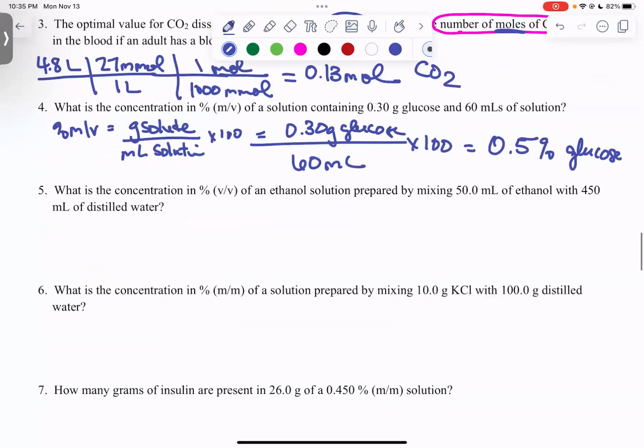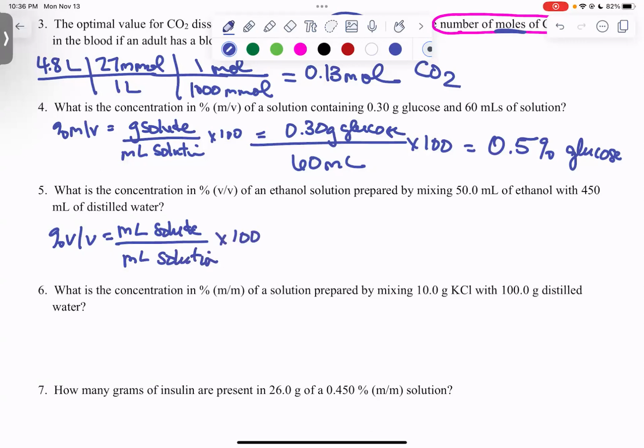The next one is a percent volume by volume. We hadn't done one of these yet. And so I'm going to write down my formula. I haven't even finished reading the question. I can write down my formula. Milliliters of solute over milliliters of solution times 100.